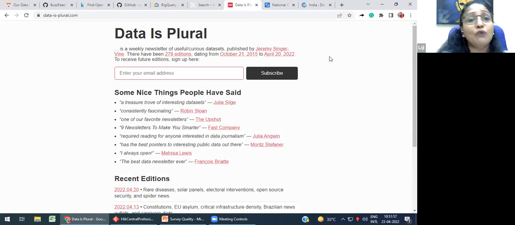Another one is Data Is Plural. This is some nice stuff. You can write your email address and subscribe for it. It is a weekly newsletter on whichever data sets you need. They rightly say that it's for curious researchers. You will get many recent editions on many things.